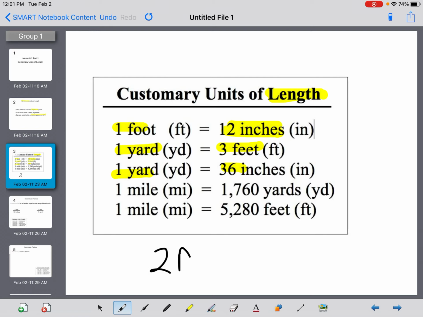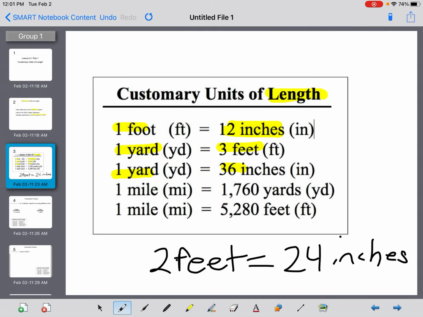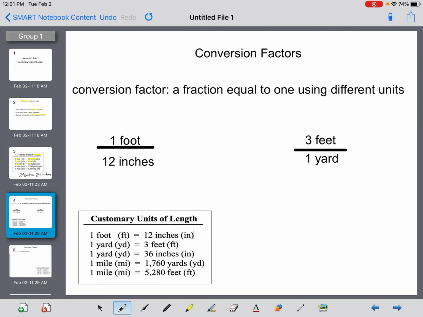So if you were to look at this chart and I were to ask you, well, 1 foot is 12 inches. Can you tell me how many inches are in 2 feet? Well, I would guess that most of you would be able to go, oh, well, that's pretty easy. It's 24 inches. What you've done there in your head is a conversion because you knew 1 foot was 12 inches. So 1 foot plus 1 foot is 2 feet. So 12 inches plus 12 inches is 24 inches. So that's a conversion that's very easy for you to do in your head.